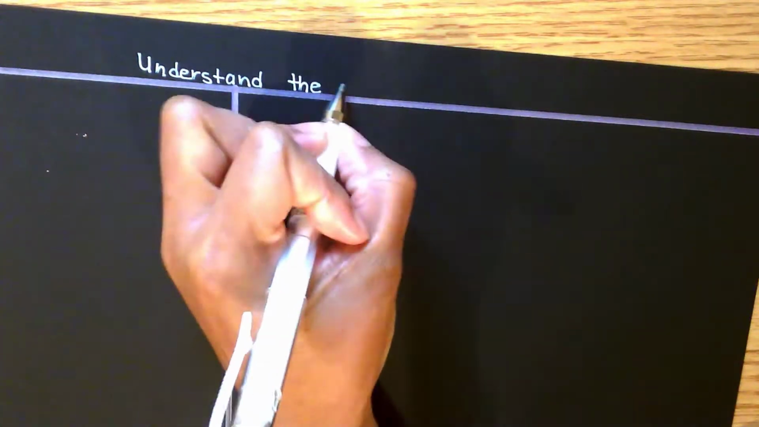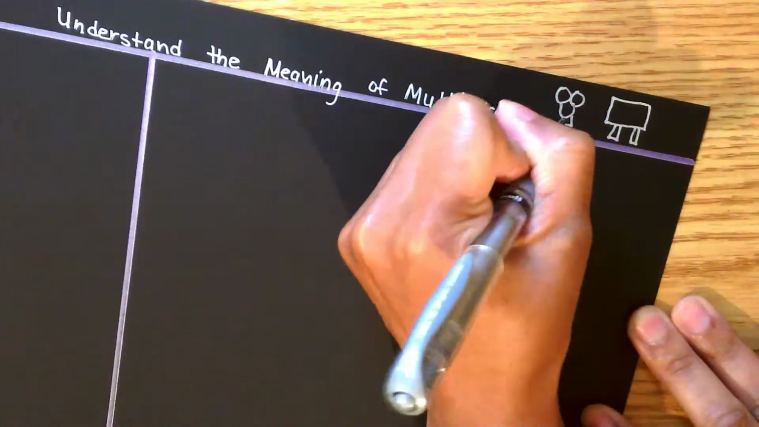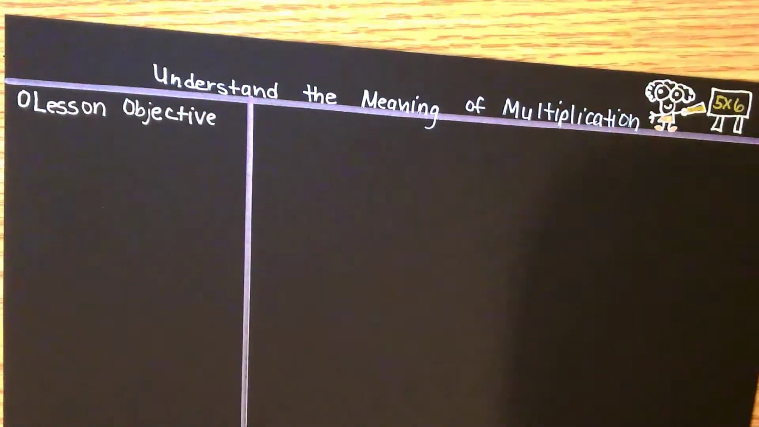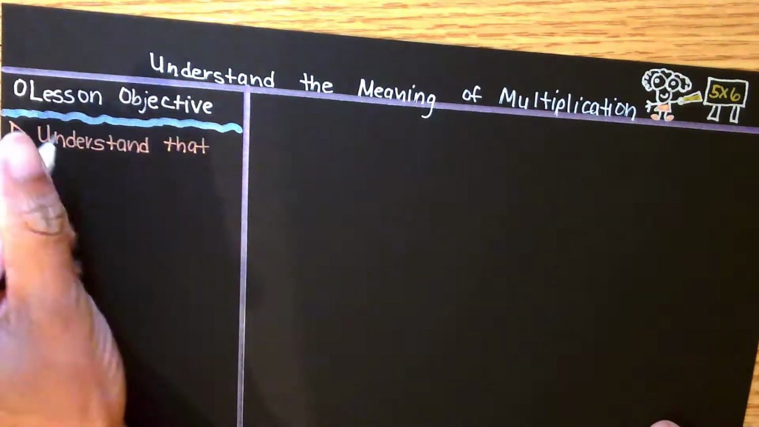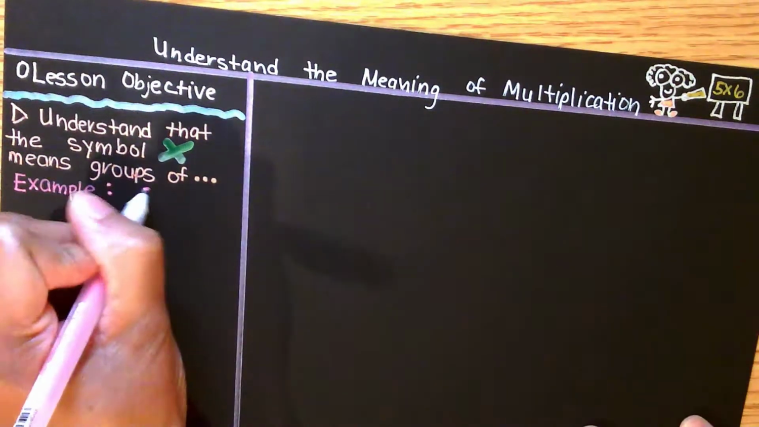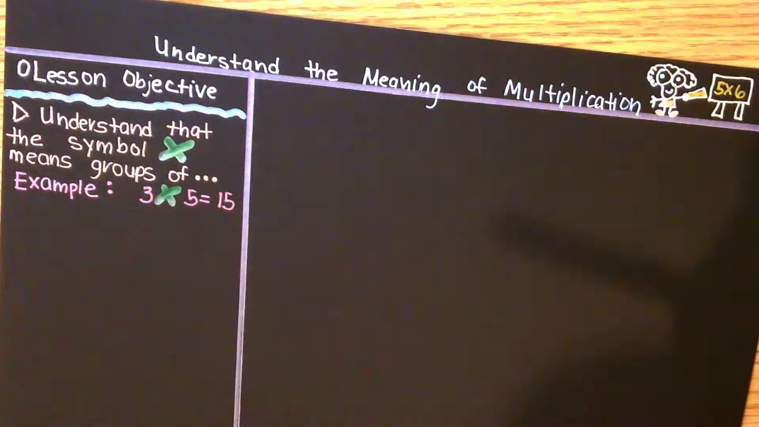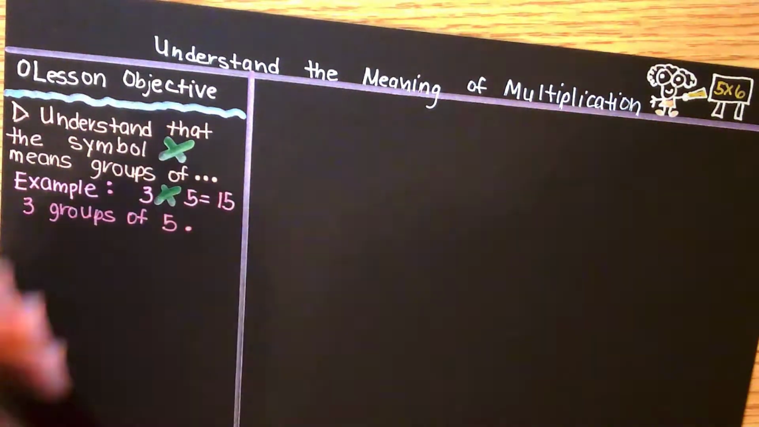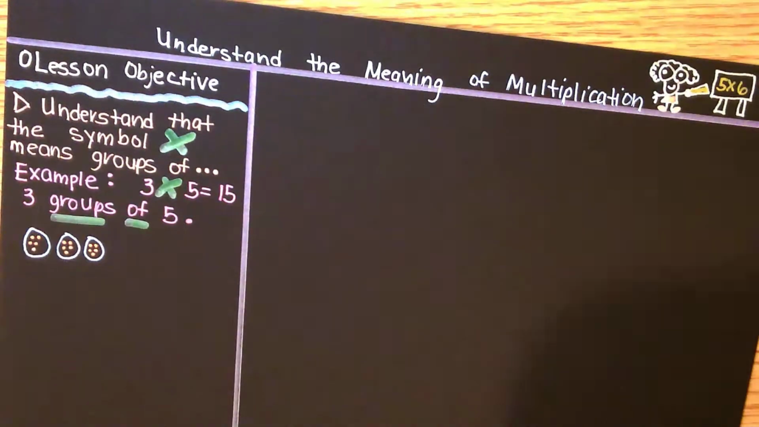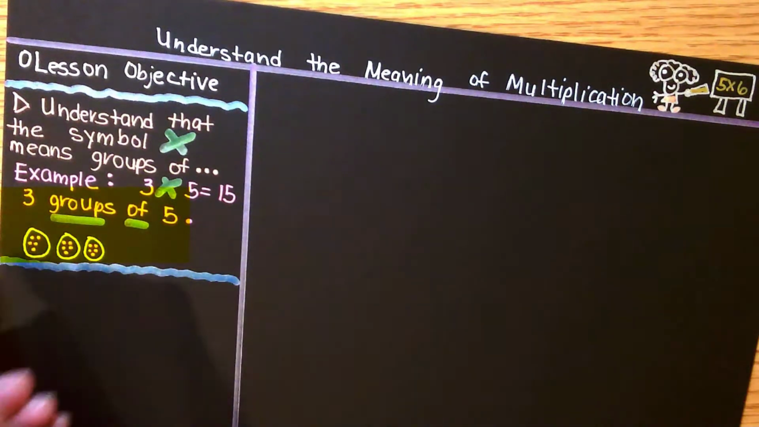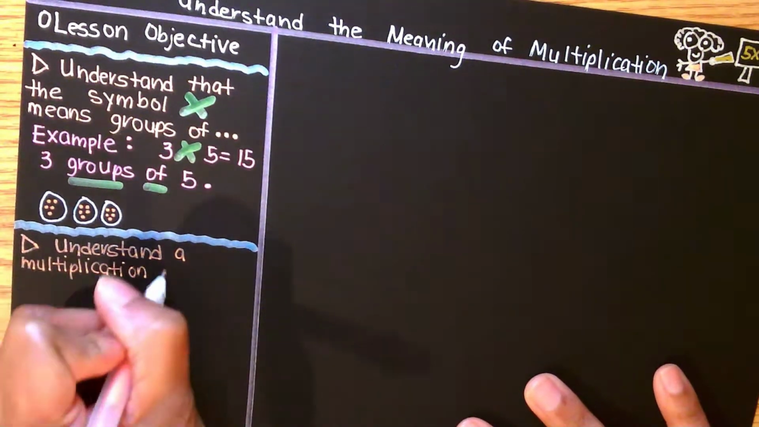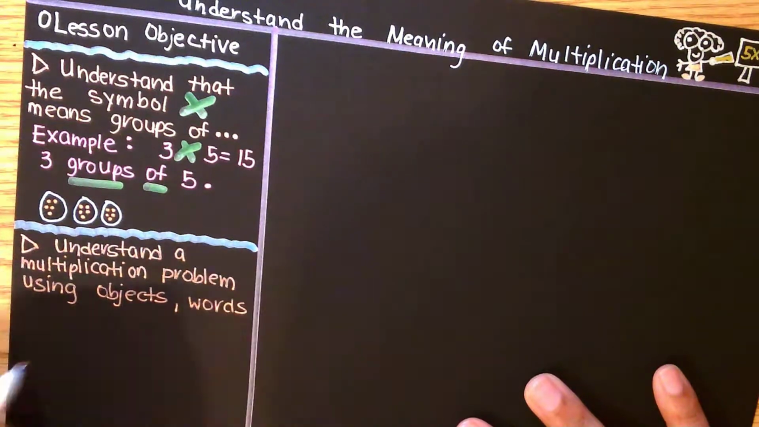Understand the meaning of multiplication. In our lesson objective category, the first objective is to understand that the symbol X, or the times symbol, means groups of. For instance, 3 times 5 equals 15 means 3 groups of 5 equals 15. This shown in a picture will be 3 groups, and within the groups will be 5 objects in the group. You'll also understand a multiplication problem using objects, words, numbers, and equations.